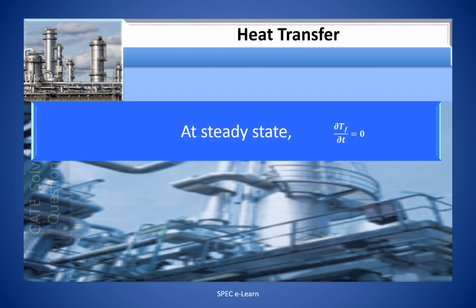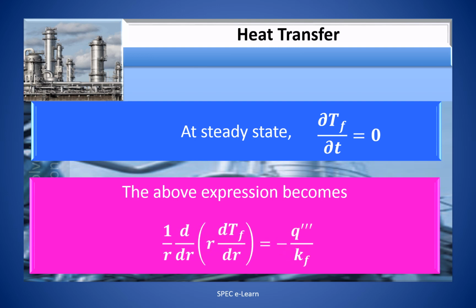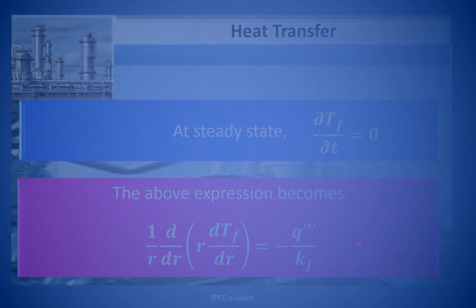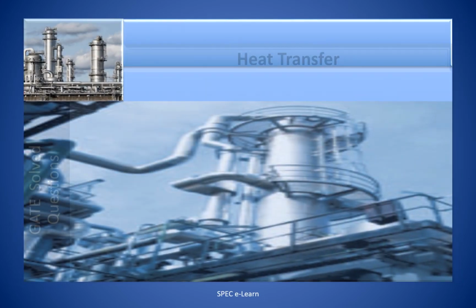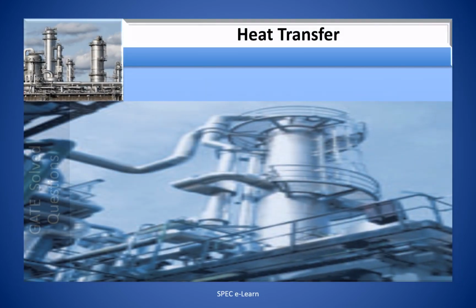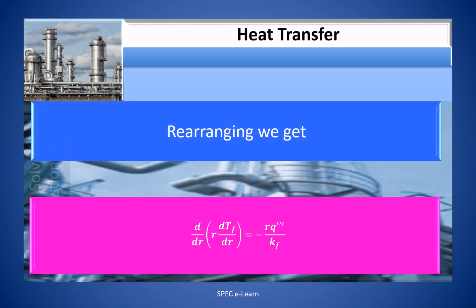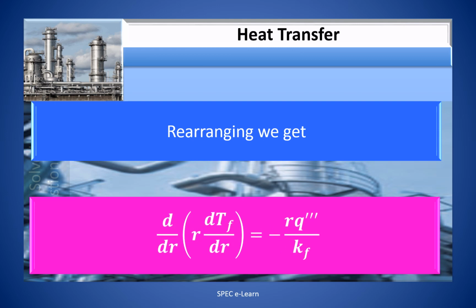At steady state, ∂Tf/∂t is equal to 0. Hence, the above expression becomes 1/r d/dr of (r times dTf/dr) equals minus Q triple dash by Kf. Rearranging, we get d/dr of (r times dTf/dr) equals minus r times Q triple dash divided by Kf.